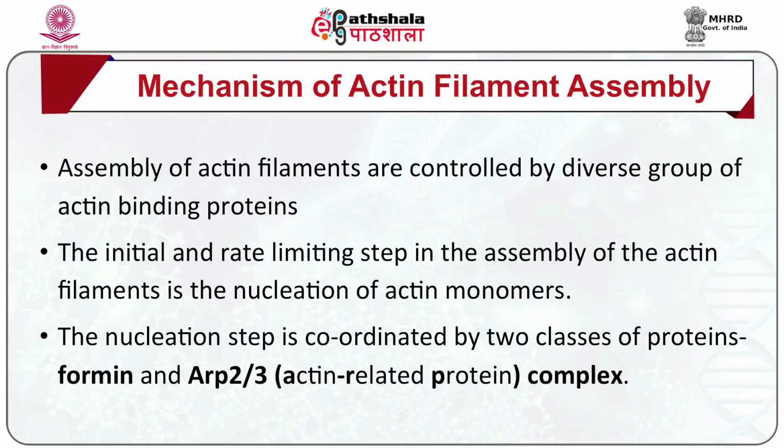Assembly of actin filaments is controlled by a diverse group of actin binding proteins. The initial and rate limiting step in the assembly of the actin filament is the nucleation of actin monomers. The nucleation step is coordinated by two classes of proteins, formin and ARP2/3, the actin related protein complex.